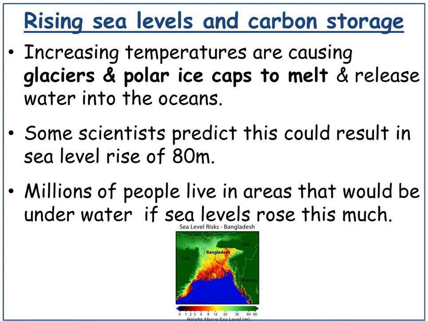Increasing temperatures are causing glaciers and polar ice caps to melt and release water into the oceans. Some scientists predict that this could result in a sea level rise of 80 metres. Millions of people live in areas that would be underwater if sea levels rose this much. An example of areas that could be flooded would be Bangladesh.